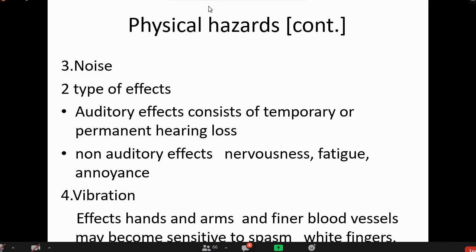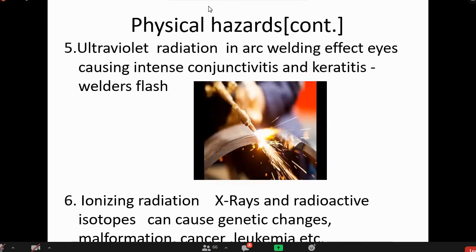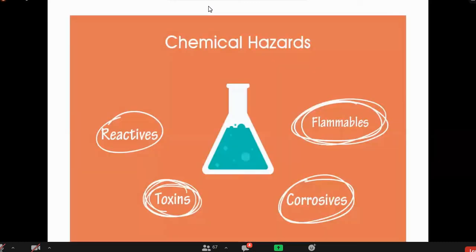Then we have the vibration effect, which affects hands and arms and finer blood vessels, and which may become sensitive to spasm. White fingers can occur because of lack of blood supply. Then we have ultraviolet radiations, which are in welding, which affects the eyes, causing intense conjunctivitis and keratitis, welder's flash. Then we have X-rays, radioactive, that we've already talked about, which can cause malformation, cancer, leukemia, and all.